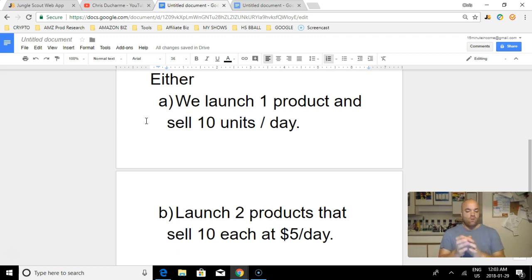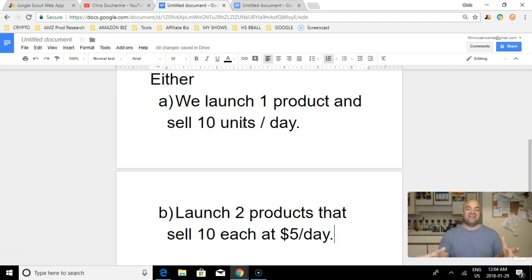And the reason I break it down to either launching one product a day at 10 unit sales a day, or two products at 10 sales each for $5, is because when you're doing product research, you're going to come across a lot of base hits. When I first was doing product research, base hits didn't seem like they were good enough for me because it was only $6 profit. That's not good enough. I was looking for $10 profit products, and it took a while.